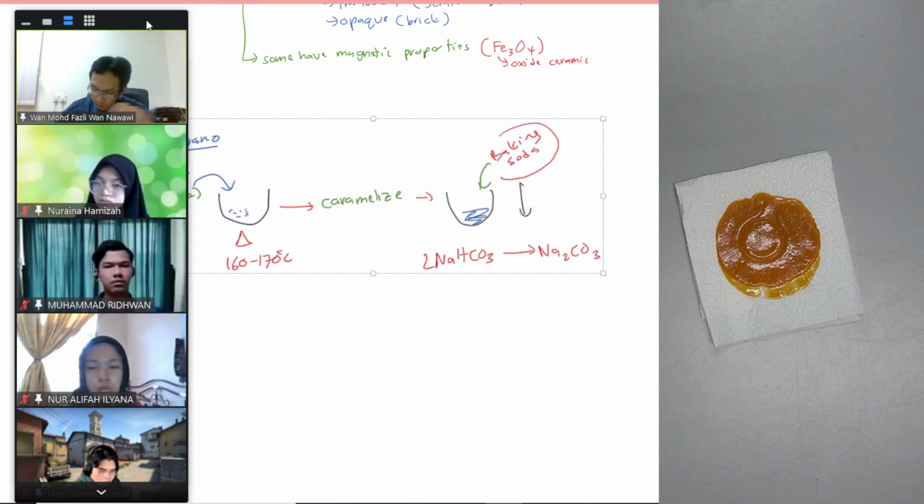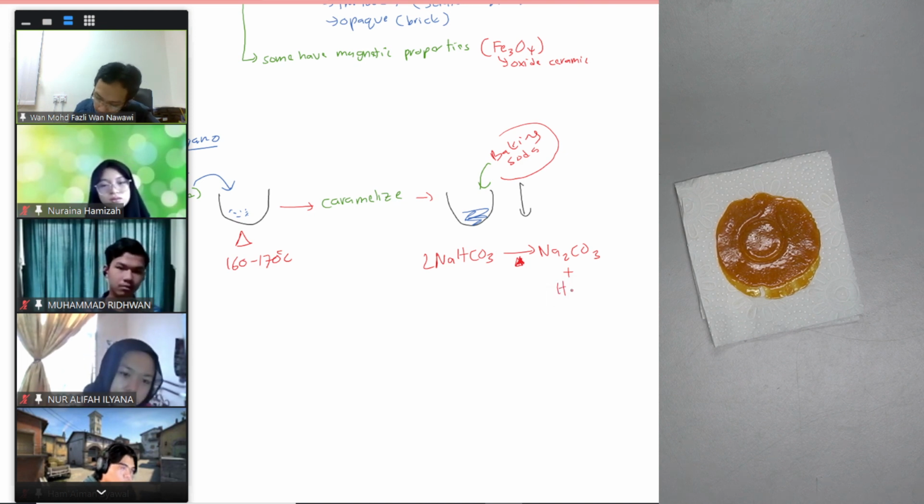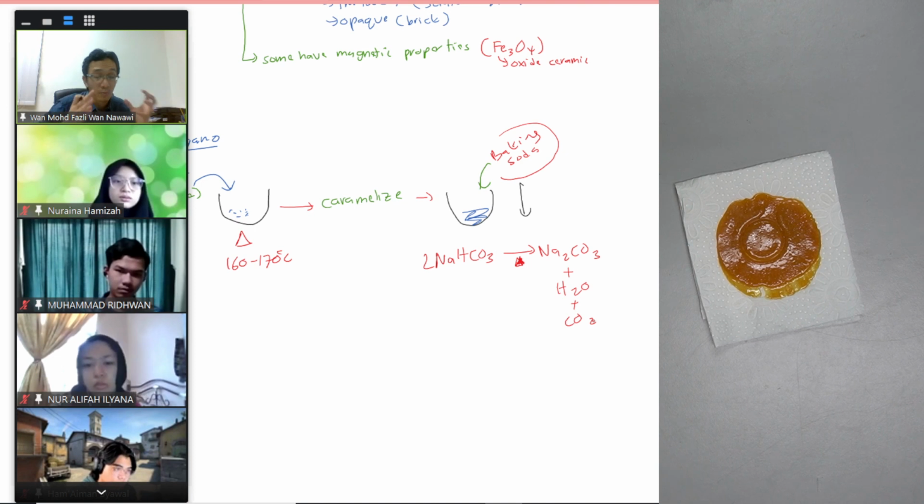So the idea is that when you heat this carbonate, you have H2O first, and then you have CO2. This carbonate is also used when you make glass or ceramic, but of course they don't use baking soda, they use other stuff. Later on I will discuss.